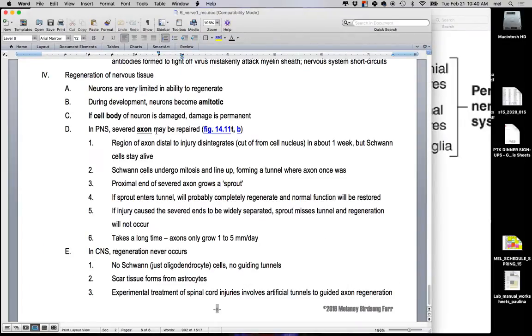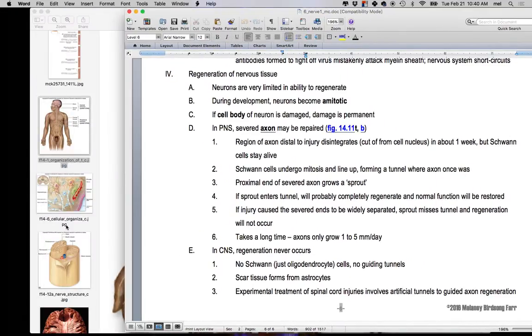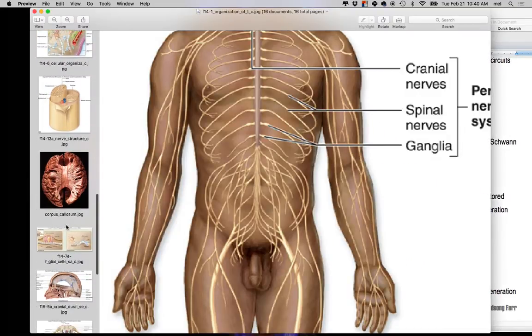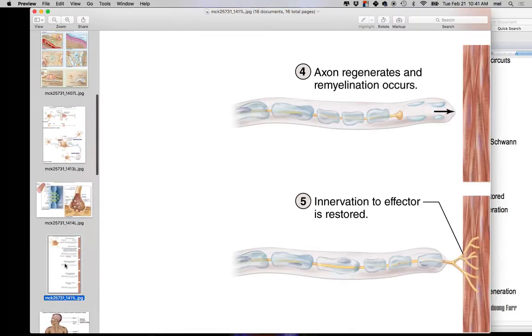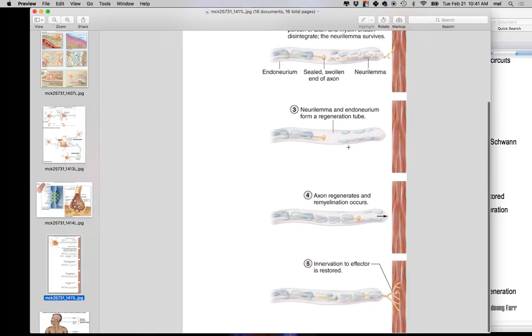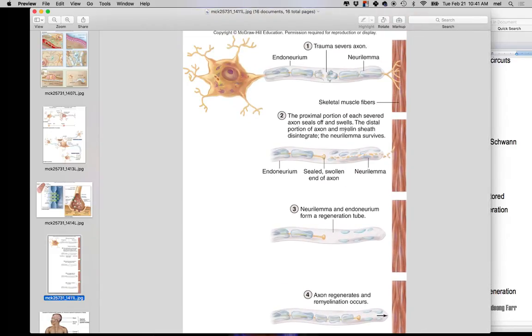So if you damage cell body, you're kind of screwed. In the PNS, however, if you damage an axon, you have the possibility, but never the guarantee, of regeneration. So let's look at how the possibility occurs. So the possibility occurs because if you have whatever kind of trauma, so first off, remember that a nerve is not a neuron, right?